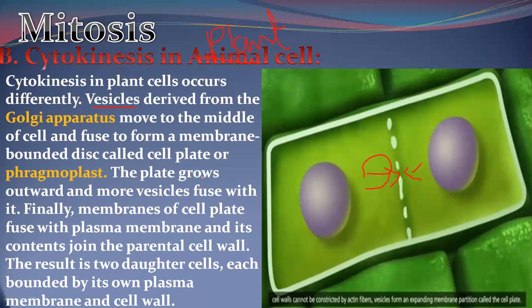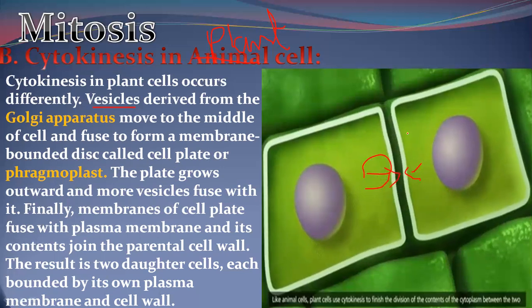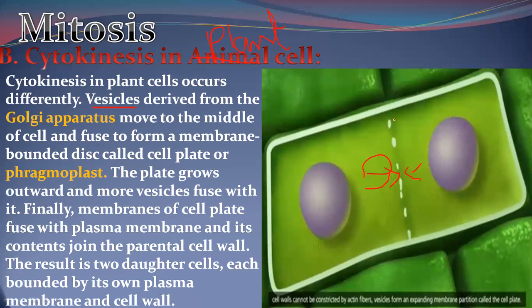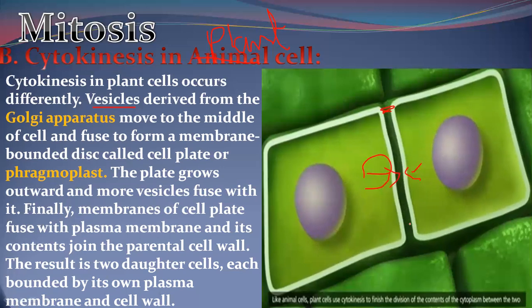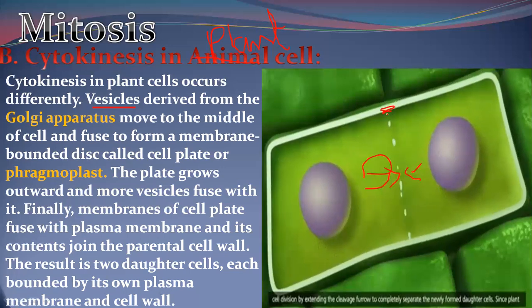The plate grows outward and the vesicles fuse with one another. Finally, the membrane of the cell plate fuses with the plasma membrane here, and then it deepens into the cell wall, slowly and gradually releasing its digestive enzymes, and this is going to break down from here. First of all the cell membrane, and then the cell wall is going to break down.